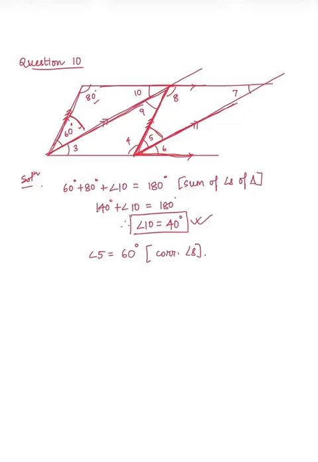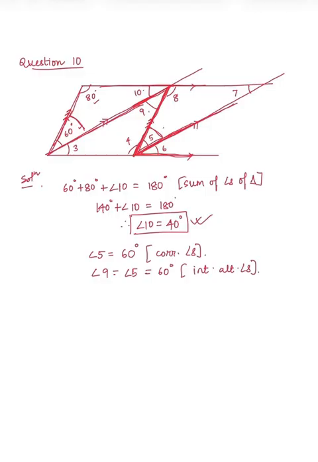Now if you look at it over here, this forms a Z. So angle 9 will be equal to angle 5, which is 60 degrees. Why? Because they are interior alternate angles. So we got the value of angle 5, we know the value of angle 10, and we know the value of angle 5 and 9.